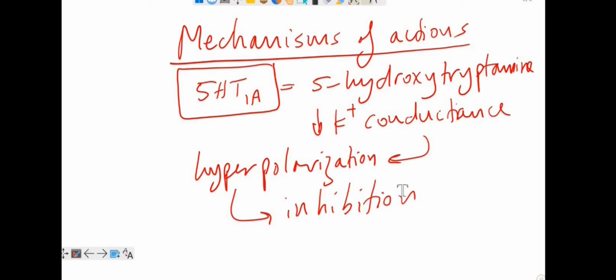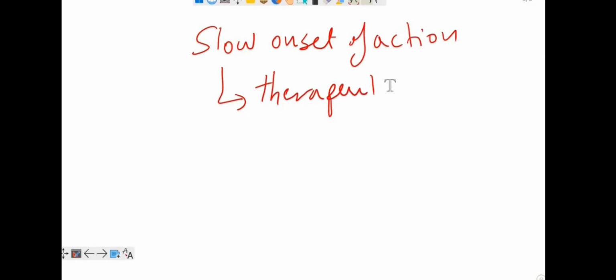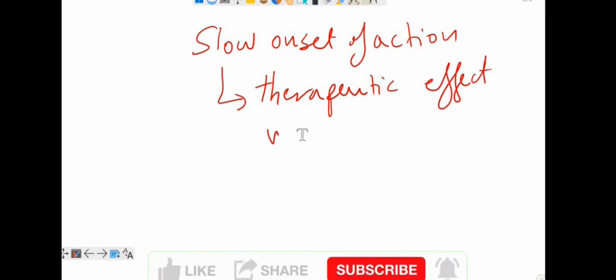These drugs, buspirone, gepirone, they have a slow onset of action. They have very slow onset, this is a disadvantage. What does it mean? It means that the therapeutic effect will start only after weeks of treatment. For example, an anxiolytic effect will take weeks to develop.